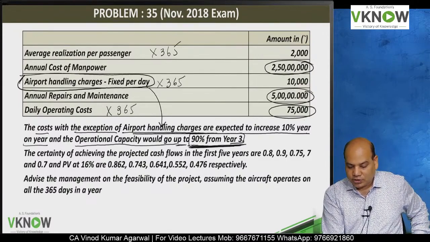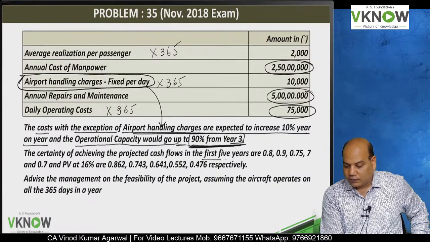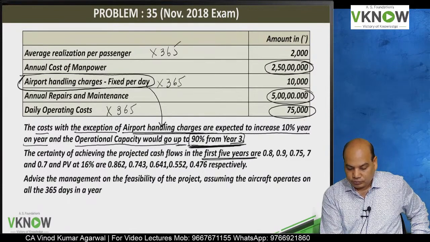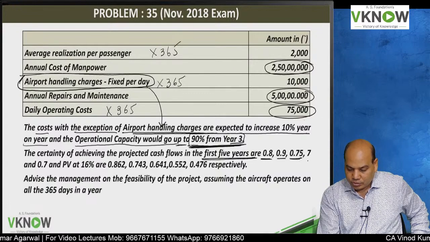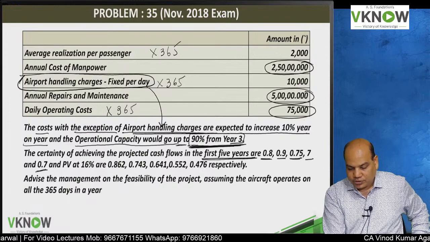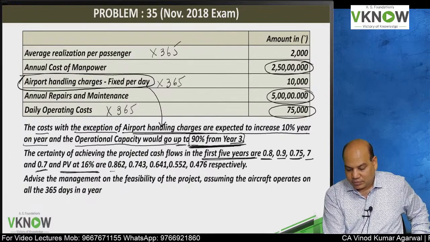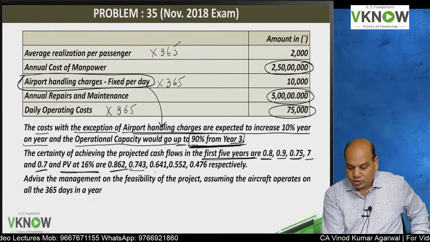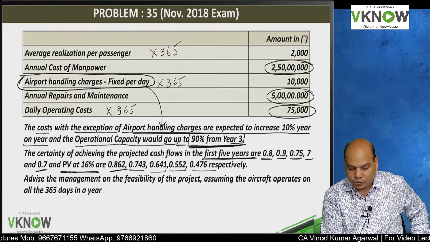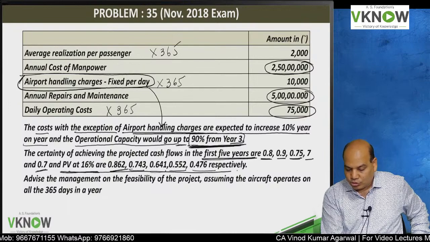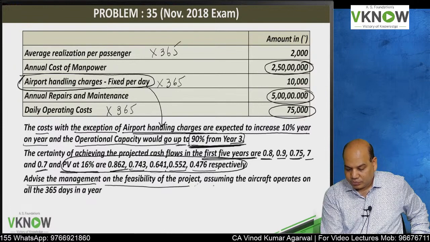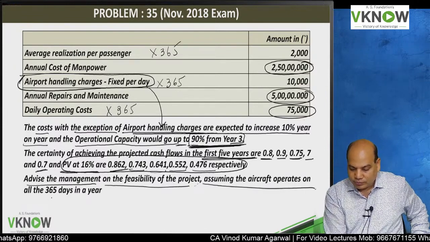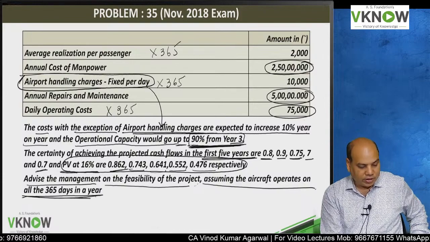The certainty of achieving the projected cash inflow in the first 5 years are, these are the certainty equivalent: 0.8, 0.9, 0.75, 0.7 and 0.7, and these are the PV factors given: 0.862, 0.743, 0.641, 0.552, 0.476. So we are going to use this as a discounting factor. Advise the management on the feasibility of the project, assuming the aircraft operates on all the 365 days in a year.